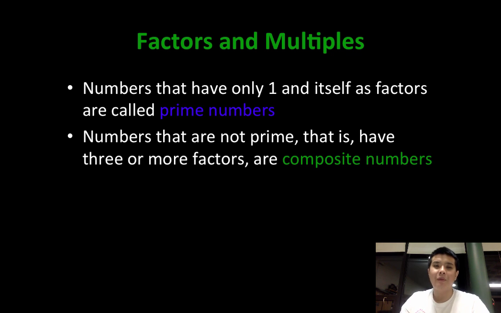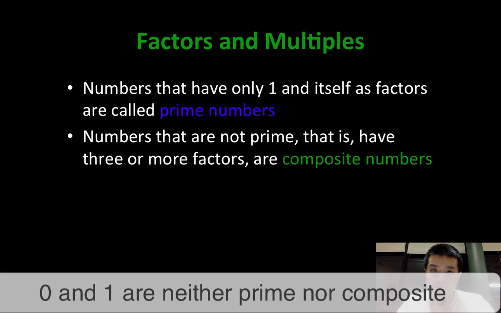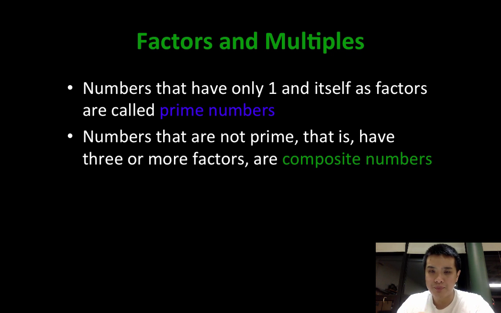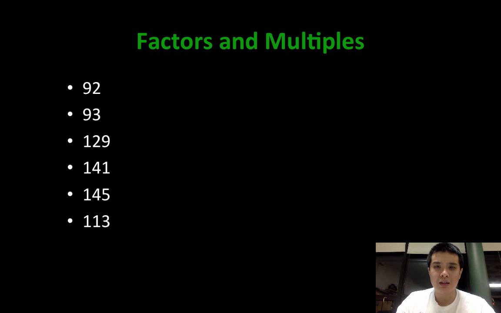Now, some of you at this point might be asking, what about 0 and 1? Well, 0 and 1 are neither prime nor composite. 1 has only one factor, so it's not prime, and it doesn't have 3 or more, so it's not composite. Same thing with 0, because 0 can be divided by any number. So I want you to take a look at this list of numbers. We have 92, 93, 129, 141, 145, and 113. Which ones are prime and which ones are composite?